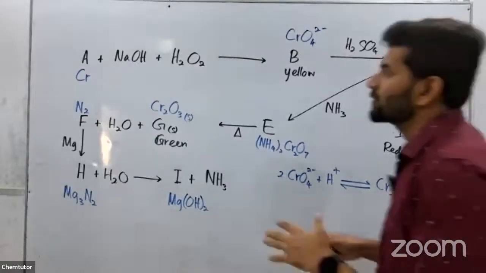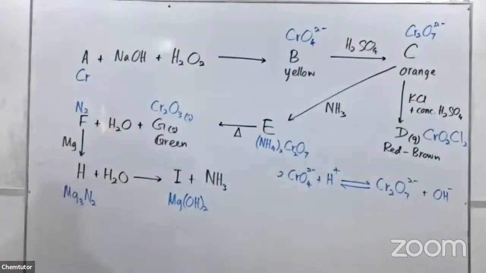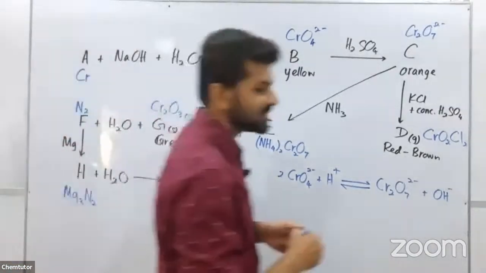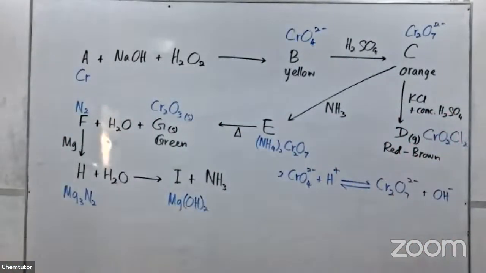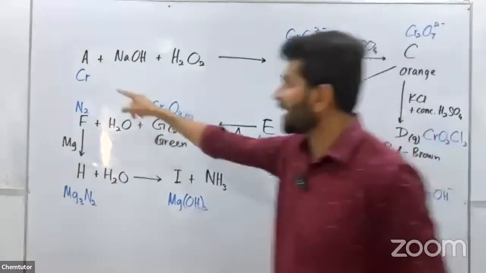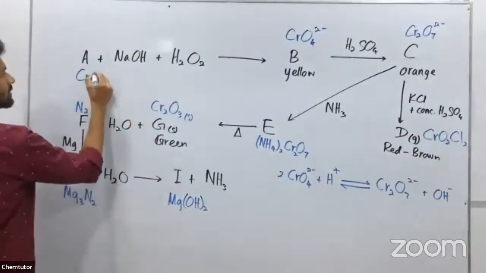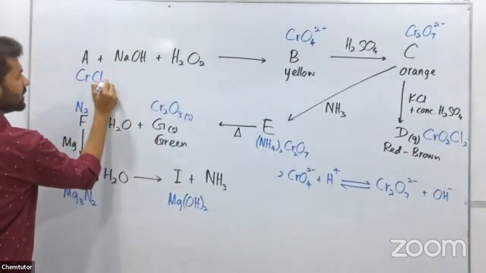So if you have drawn a sketch like this, it will be easy. Now in the question, it says that this is a chloride, no? The metal chloride of A. So A has to be CrCl3, chromium chloride.